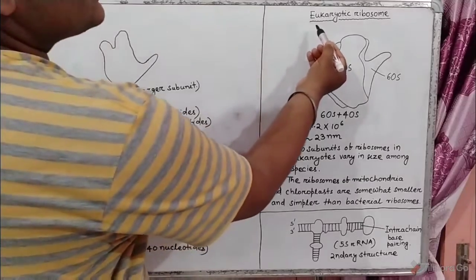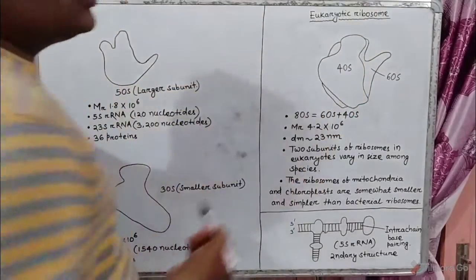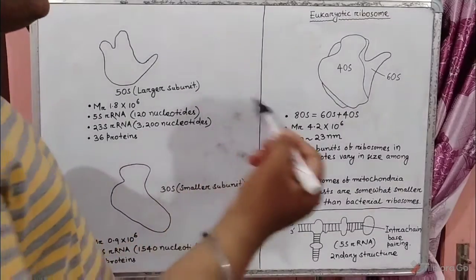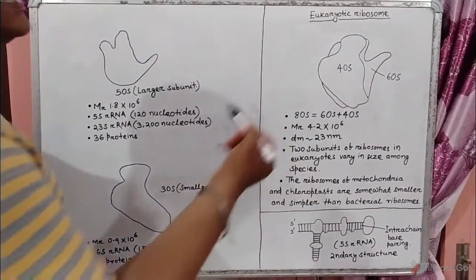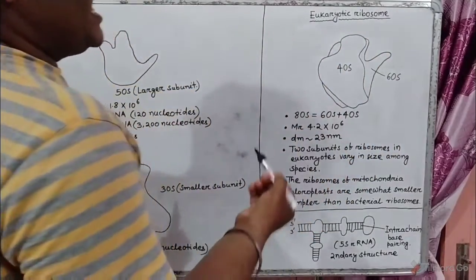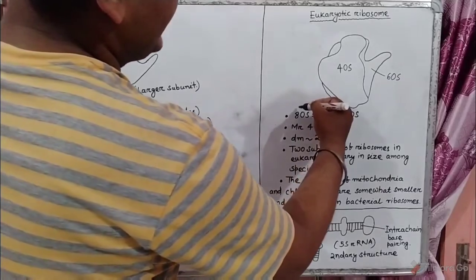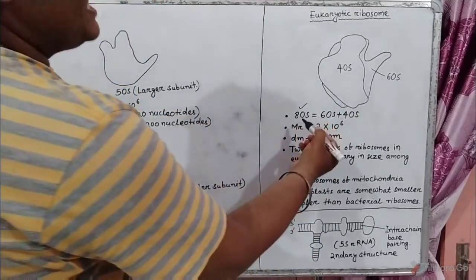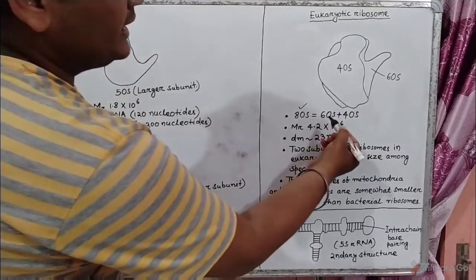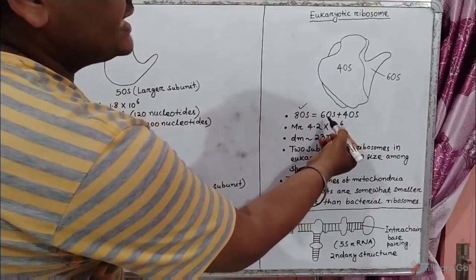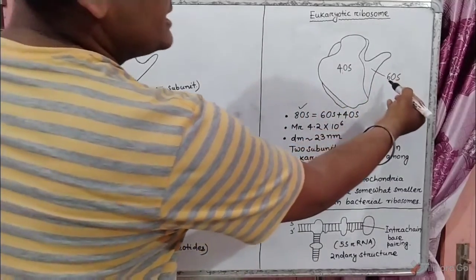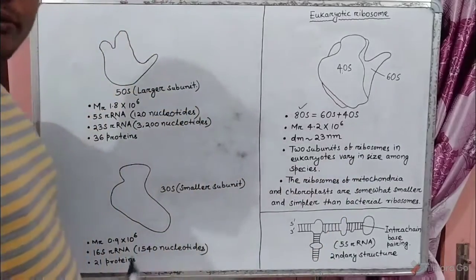Now, let us discuss the eukaryotic ribosome. Eukaryotic ribosomes are present in the cytosol of the cell. This is the structure of the eukaryotic ribosome, and it is generally 80S. The 80S ribosome has two subunits: the 40S subunit and the 60S subunit. This is the 40S subunit and this is the 60S subunit.